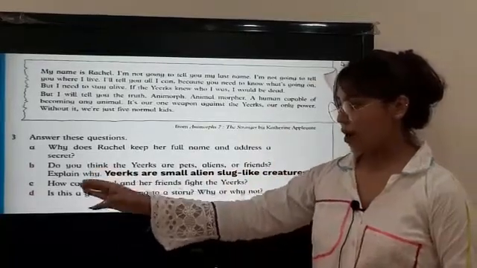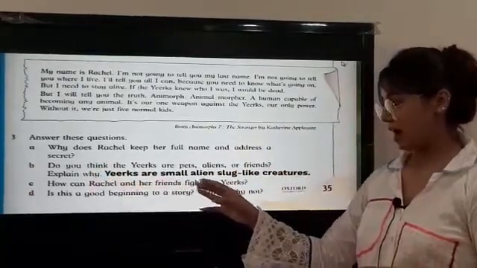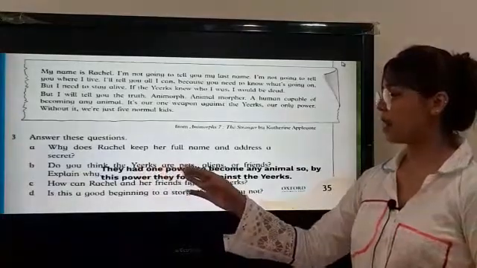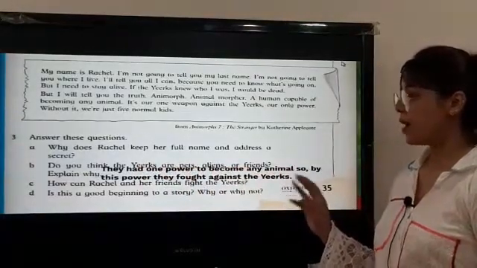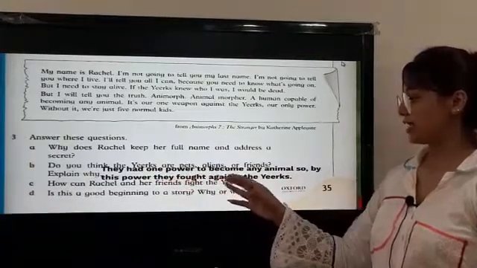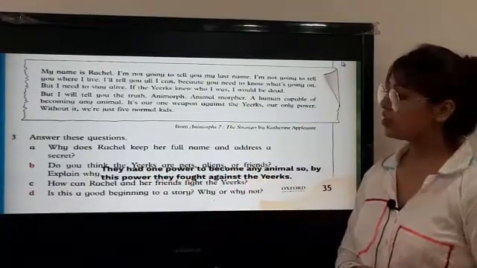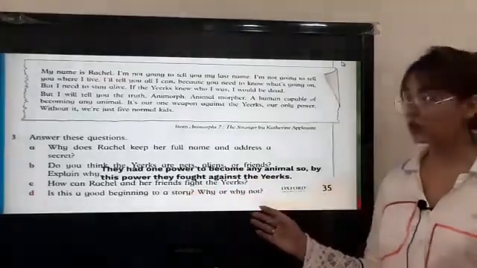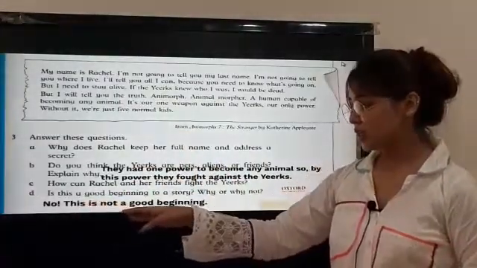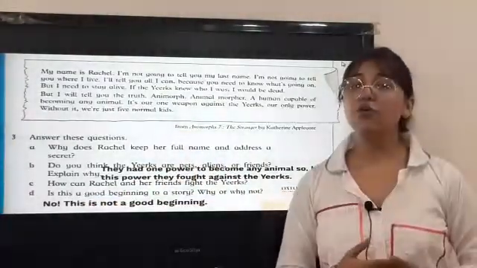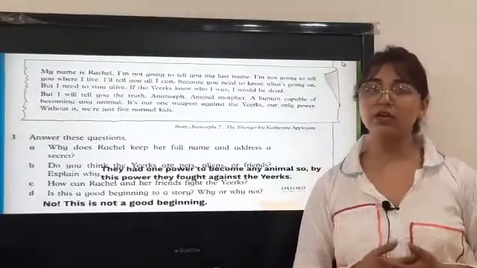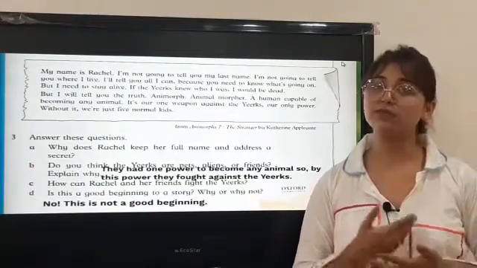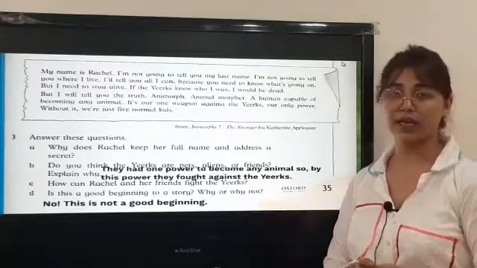Question 3. How can Rachel and her friends fight the Yeerks? And the answer is, they had one power to become any animal, so by this power they fought against the Yeerks. And the last question, is this a good beginning to a story? Why or why not? No, this is not a good beginning. And if you want to know more about this story, you can go on Google, on YouTube, because there are many animated movies. You can watch them too and write it in your own way.